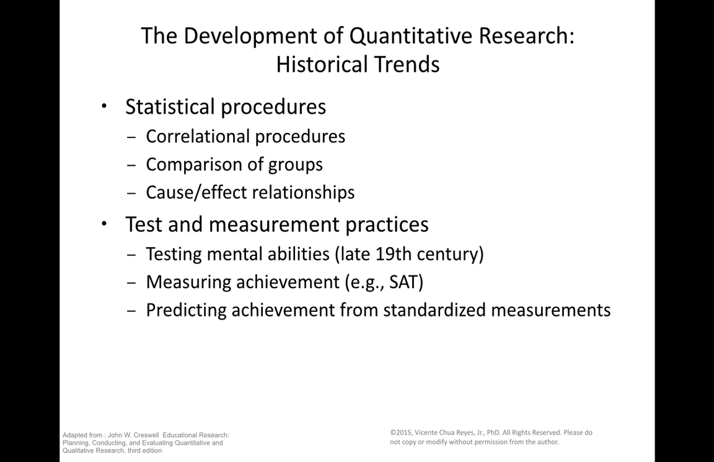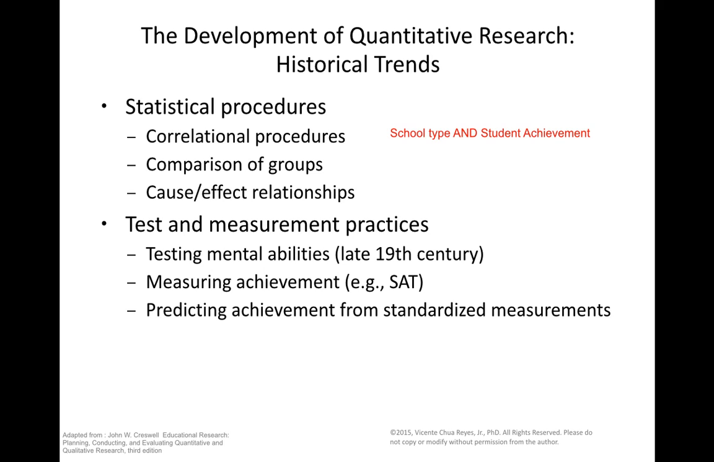What is the development of quantitative research? Historical trends. It began with statistical procedures, correlational procedures, comparison of groups, cause-effect relationships, and then it was followed by test and measurement practices. In the late 19th century, you saw the explosion of testing mental abilities, measuring achievement, like the Scholastic Aptitude Test in the United States of America. In Australia, we have what is called the NAPLAN, and predicting achievement from standardized measurements.